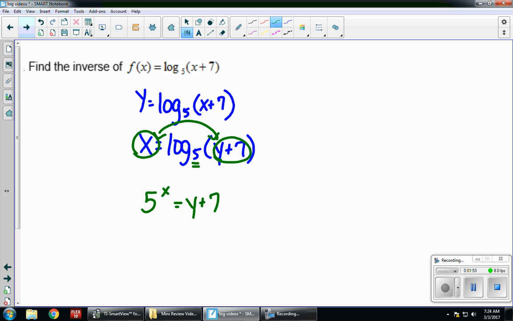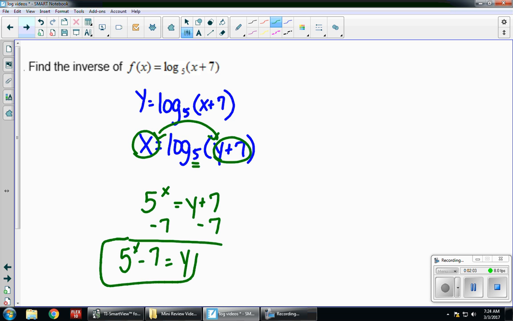And like we said, our goal is to solve for y, so our last step is just to subtract 7. So y is equal to 5 to the x power minus 7. And there's the inverse of that original function.